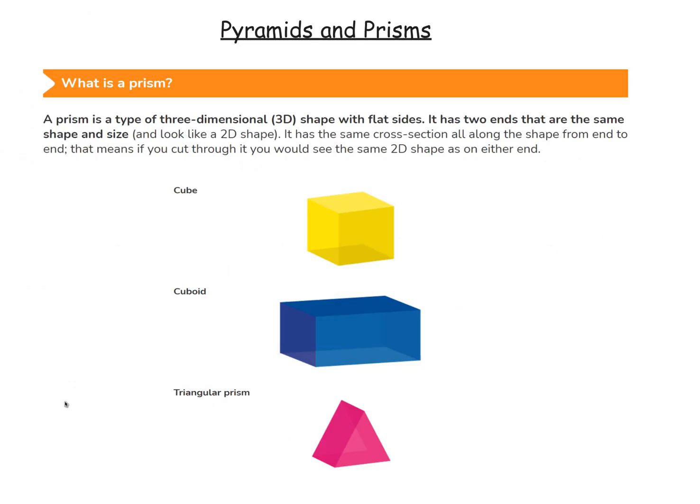With 3D shapes, you can have pyramids and prisms. Now a prism is a type of 3D shape with flat sides. It has 2 ends that are the same shape and size, and if you were to look through the 3D shape, it'd look like the same size 2D shape all the way through. So for example, with a cube, it has the size of the square all the way through the solid. That's called a cross section.